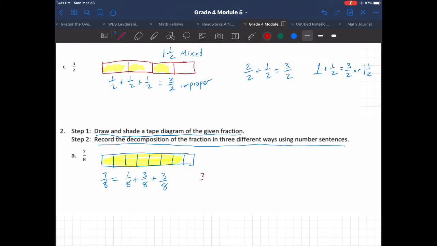Another way to do this, how about 4/8 plus 2/8 plus 1/8. That would add up to 7. And finally, I'm going to go for the easiest way. 4/8 plus 3/8 is also 7/8. There we go. We did step 1 and 2 for 2.